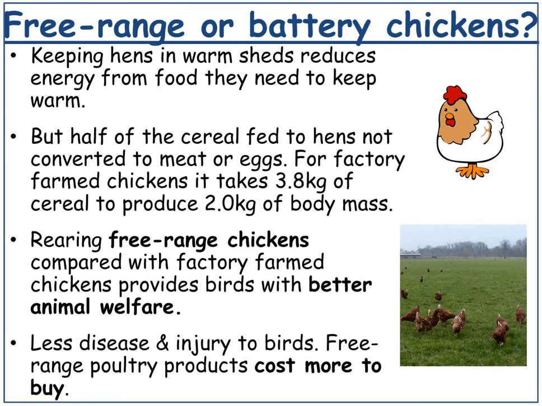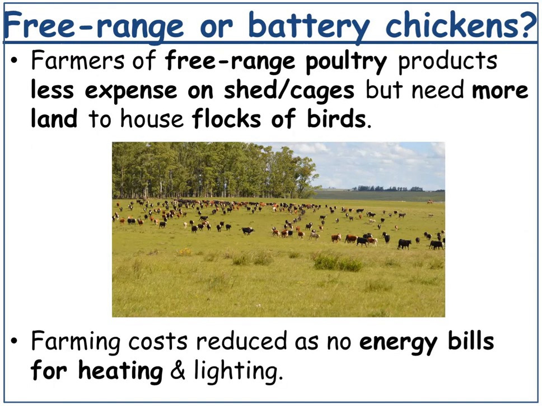Rearing free-range chickens compared with factory farm chickens provides birds with better animal welfare, less disease and injury to birds, but free-range poultry products cost more to buy. Farmers of free-range poultry products spend less on sheds and cages, but they need more land to house the flocks of birds. Farming costs are reduced as there's no energy or bills for heating and lighting.